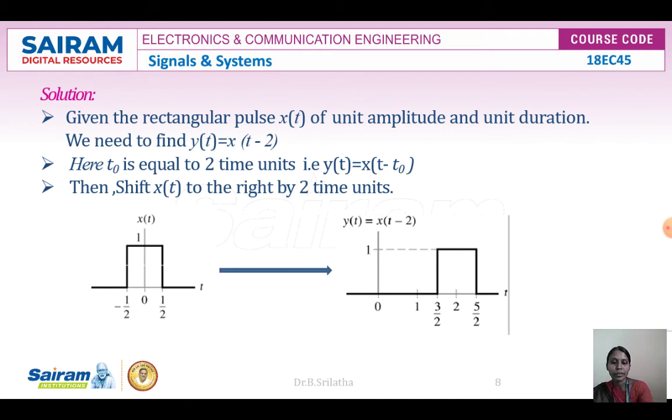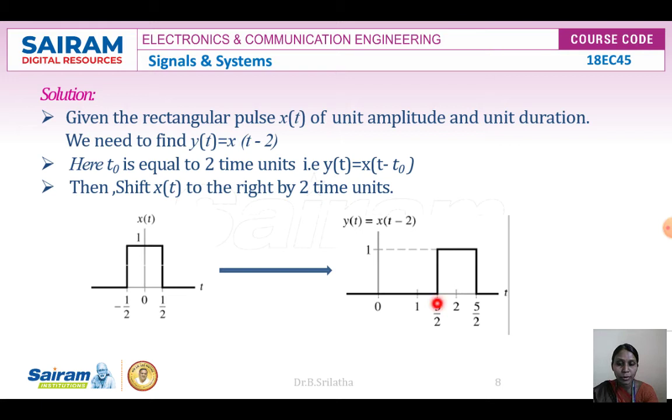Now what I explained, I wrote as an expression. For the rectangular pulse x of t of unit amplitude and unit duration, we need to find y of t equal to x of t minus 2. Here t naught is equal to 2 units. So we shift x of t to the right by 2. The original signal starts at minus 1 by 2, and adding 2 gives minus 1 by 2 plus 4 by 2, which is 3 by 2.